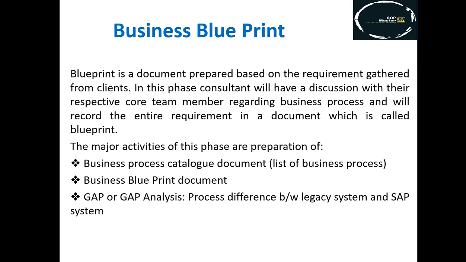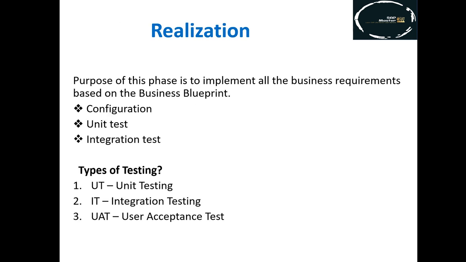Okay, so after business blueprint, the third phase is realization. What is it? In realization, the purpose of this phase is to implement all the business requirements based on the business blueprint. Whatever discussion took place in previous phases, in project preparation or in the business blueprint, as per the business blueprint we have to configure their system. Okay, so what we are doing in this phase, we are configuring.